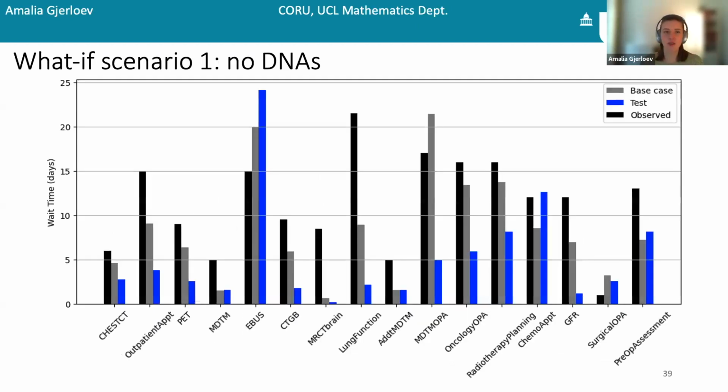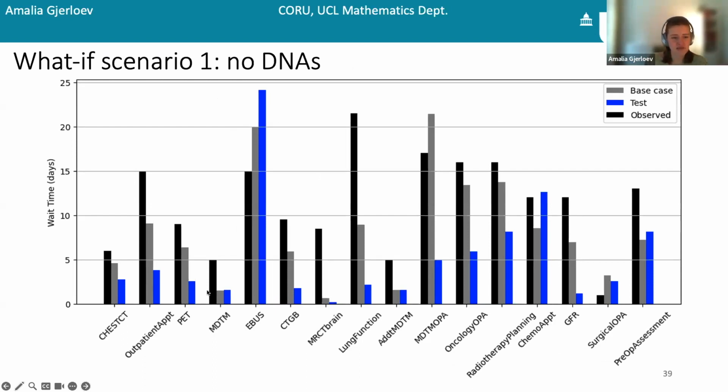And then we can run what if scenarios. So now we can think about experimentation that we can do with our simulation. The first thing we looked at was what if we didn't have patient cancellations? So no did not attend, no DNAs. We have our test, our experiment here, our what if scenario in blue.